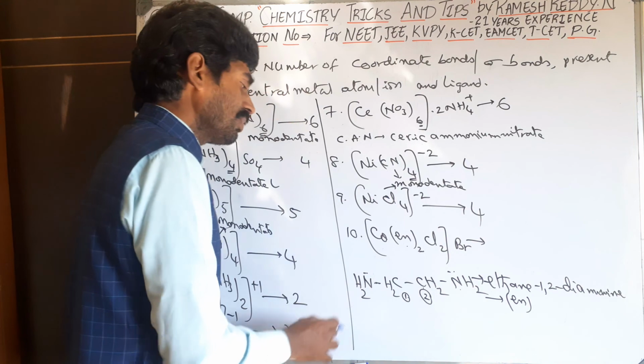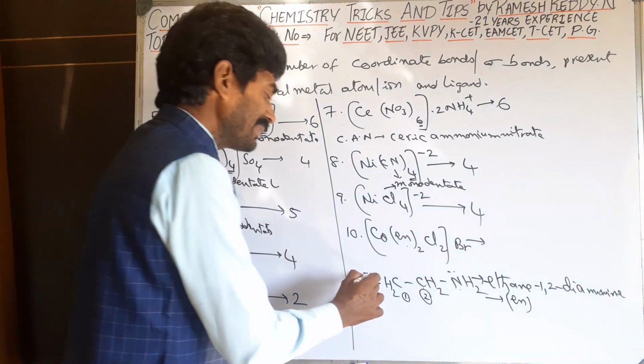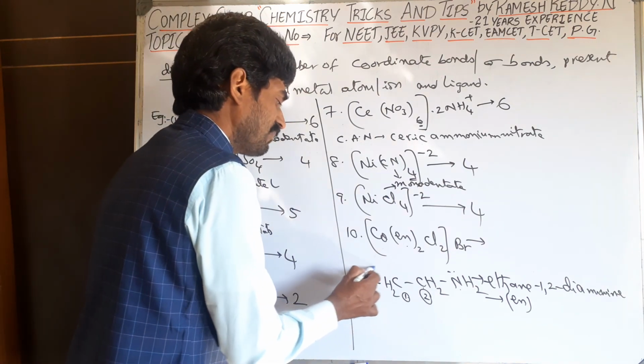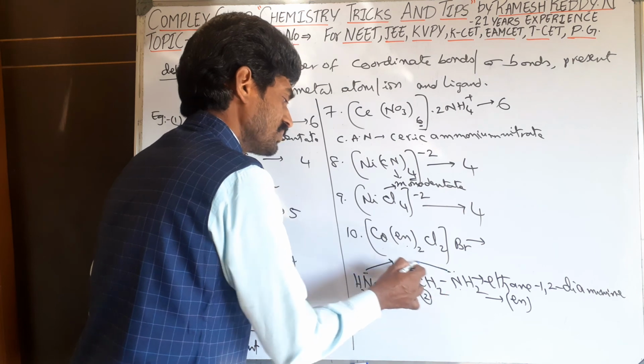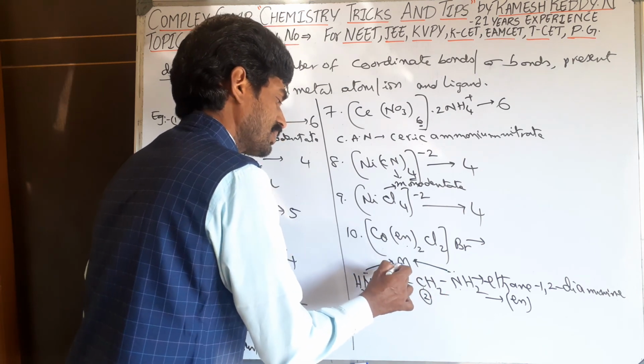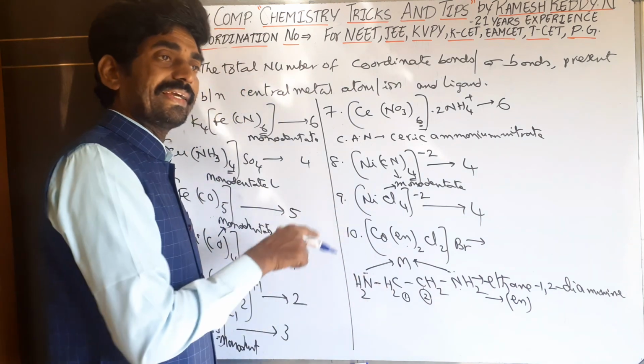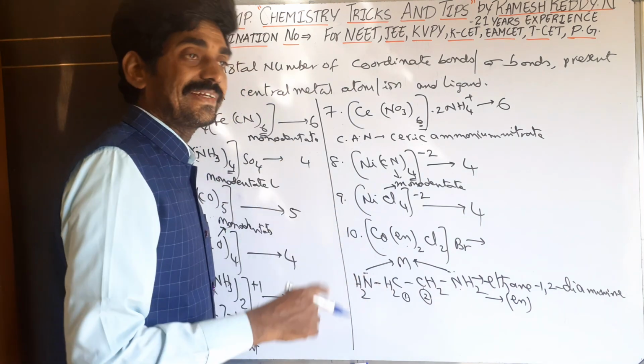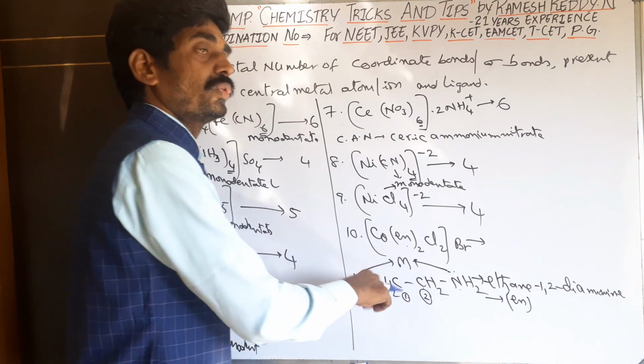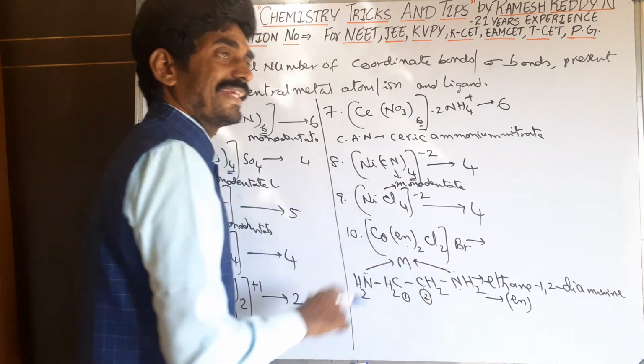And here the donor atoms are nitrogen. How many are there? 2 are there. One can form one coordinate bond, the other can also form one coordinate bond. So around the central metal atom, 2 coordinate bonds are formed by this one ligand, ethylene diamine. So that's why it is a bidentate ligand. Denticity is 2, 2 donor atoms are there, so 2 coordinate bonds are formed.